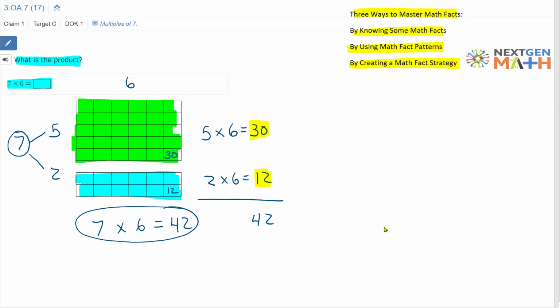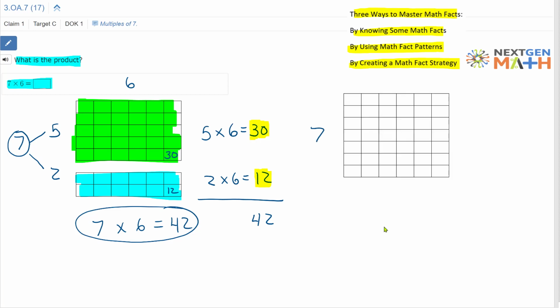So again, here's another array. This is a 7 by 6 array, but this time I'm going to focus on some different numbers. I'm going to focus on 4 and 3. So we're going to split this array into 4 rows of 6. There's going to be my 4 rows of 6, and then we will also have 3 rows of 6. There's our 3 rows of 6. So let's go ahead and split up that array.